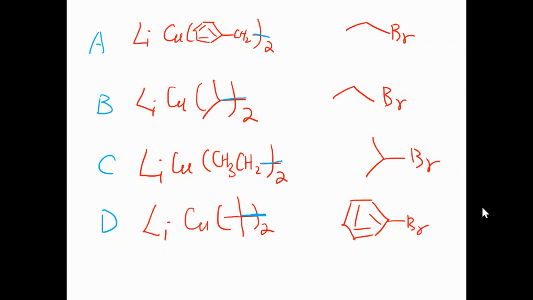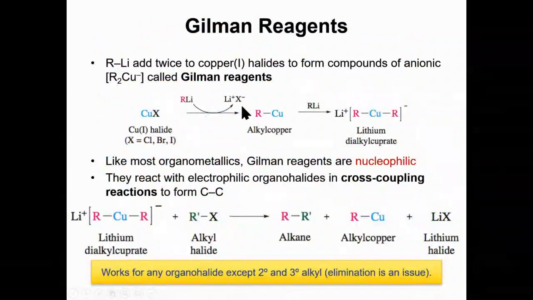So keep in mind, we have to avoid tertiary or secondary alkyl groups in both the Gilman reagent and the halide. If you look at the four examples, here in the Gilman reagent we have a primary alkyl group, sounds good. Here a secondary alkyl group in the Gilman reagent, so it doesn't work. Here we have a secondary alkyl group in the organic halide, doesn't work. Here we have a tertiary alkyl group in the Gilman reagent. So only A works. Okay. So that's needed to avoid elimination.